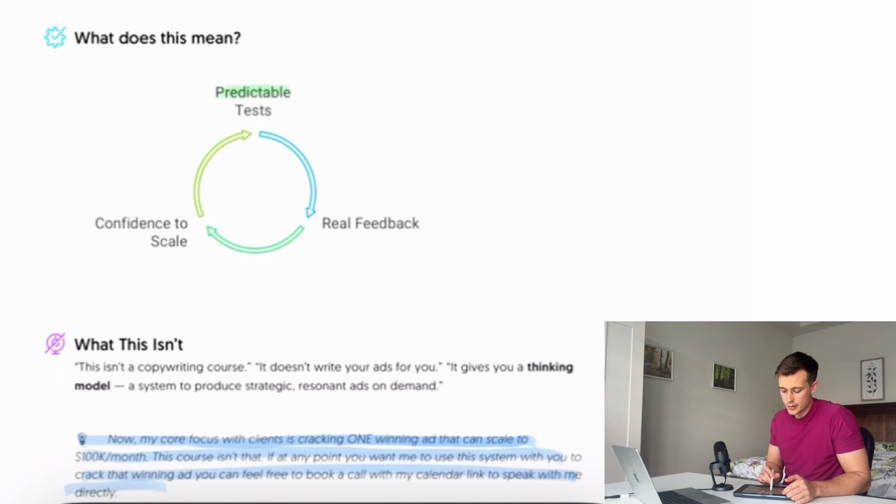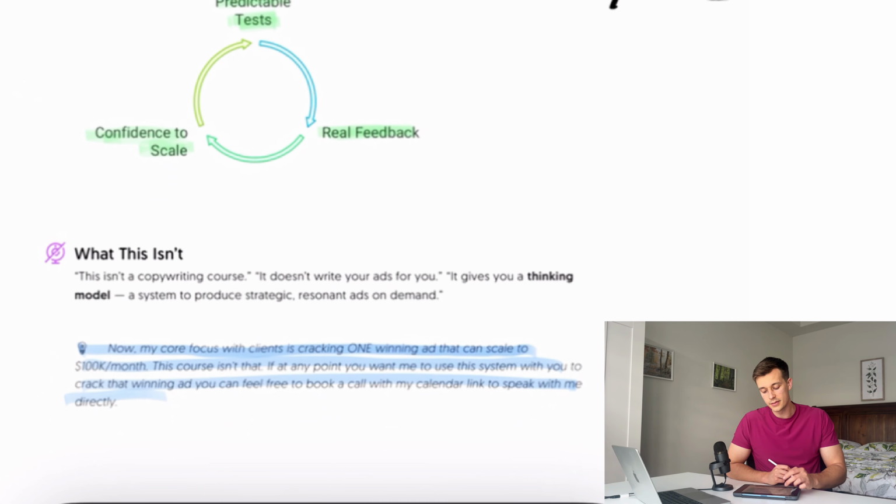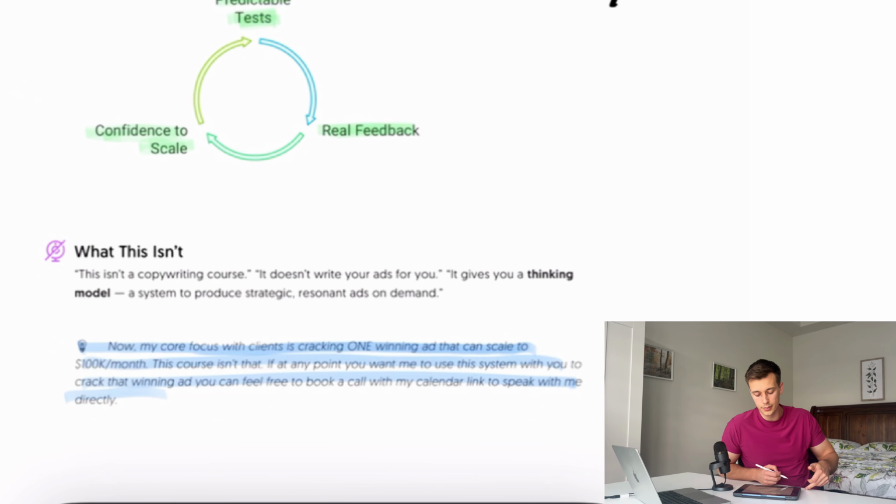This allows us to do predictable testing. It allows us to get real feedback, and it gives us the confidence to scale, which is, again, so important because we want to get you to a situation where you're hitting 100K per month or more. So if you have confidence to scale, we know that you're going to put more budget in, and that's going to get you more money out.